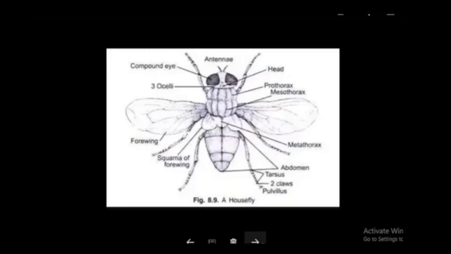So here is a label diagram of the housefly. You can see the eye, the compound eye, having antenna, and then the first pair of legs. We have the second pair of legs, and then the third pair of legs with their wings. We can see this is the prothorax, and then the abdominal part. So that is about our specimen A.